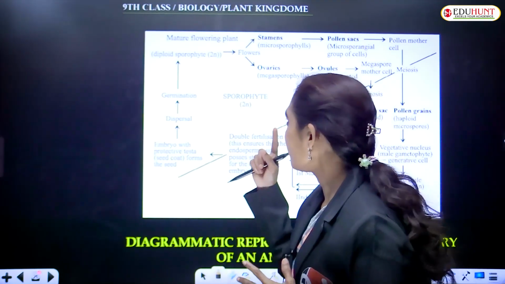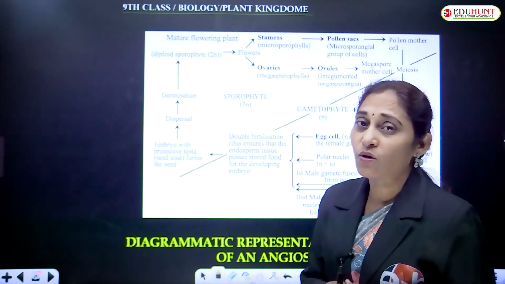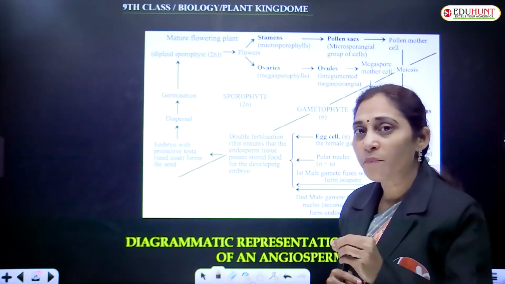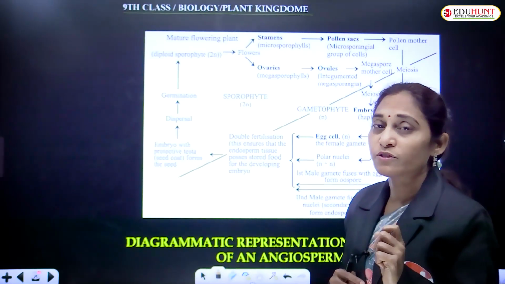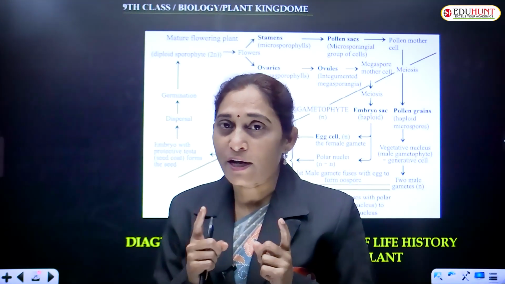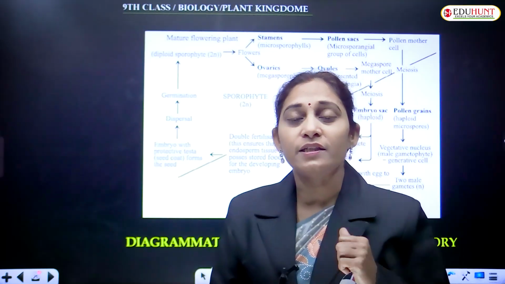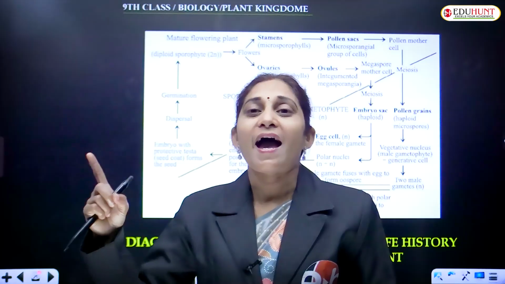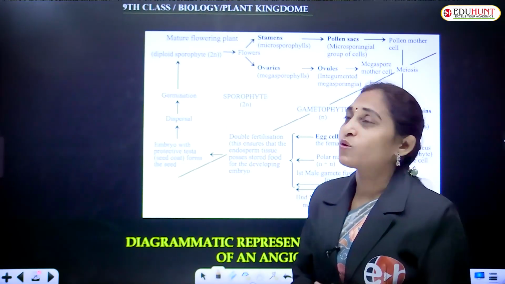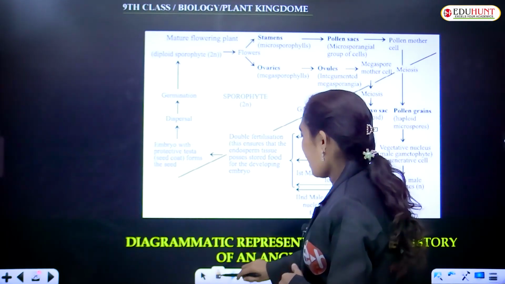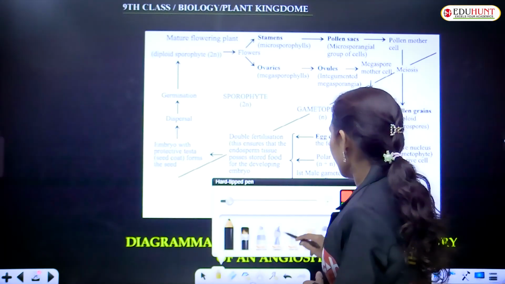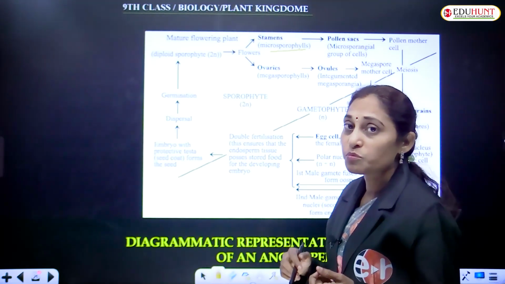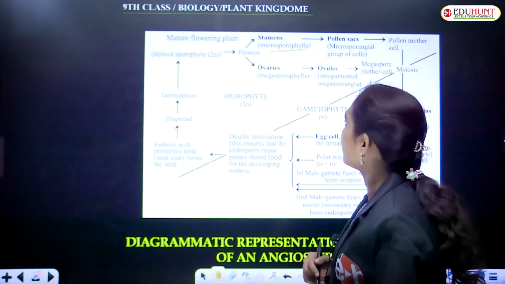But here they are not organized into a cone; the microsporophyll is transformed into the stamen. One thing you should remember is that the microsporophyll present in the gymnosperm is similar to the stamen of angiosperm. So the angiosperm stamen is equal to the microsporophyll of gymnosperm or pteridophyte.